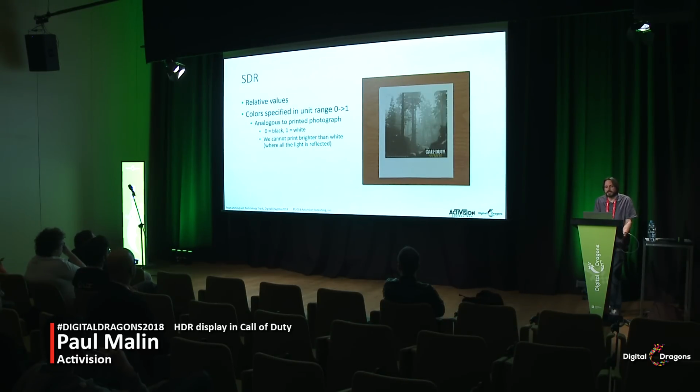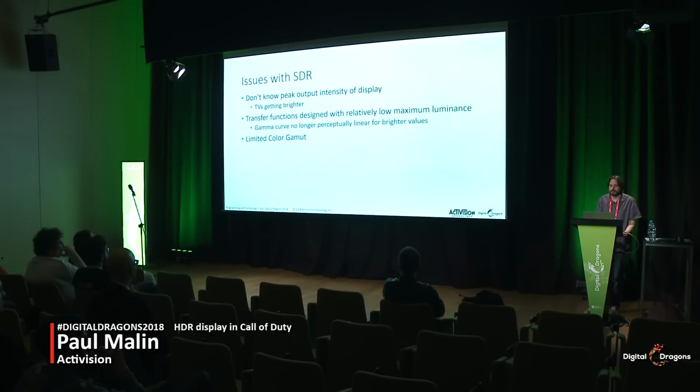So for an SDR image, the intensity values that we send to the display are relative. The color values we output lie in a limited range from 0 to 1, and this represents the range from the darkest value the TV can display to the brightest. But the actual peak brightness of the TV is unknown. This is like a photograph, where 0 would be black and most light is absorbed, and 1 is white, where we reflect all the incoming light.